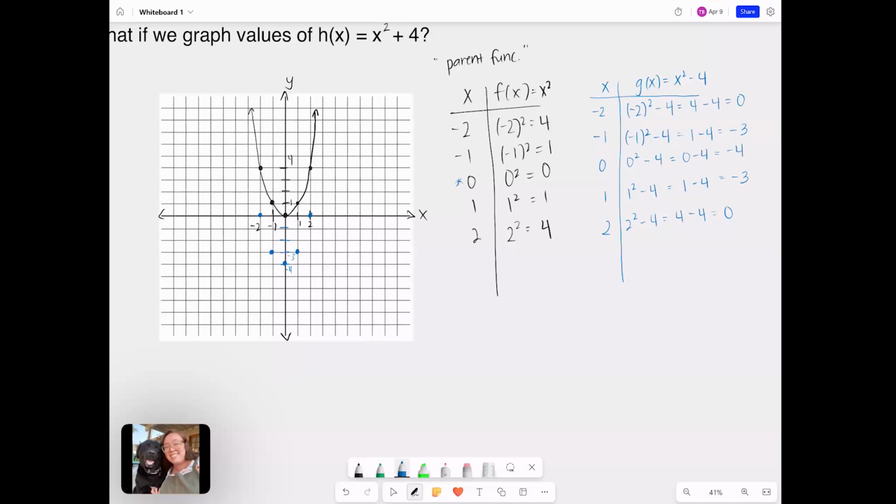Helpfully enough, I still have my basic shape. I still have this parabola shape. So if I were to connect these points, I still have a parabola, but what happened to it? That's the big question. And that's what we want to explore on this page: what's the difference in going from this parent function to this? Broadly, we call this a transformation.